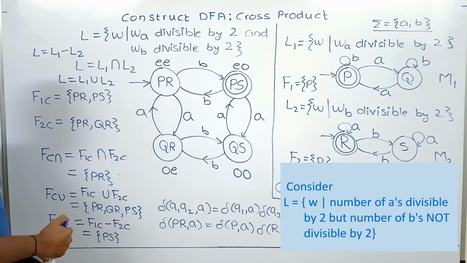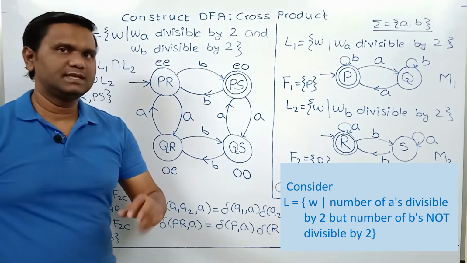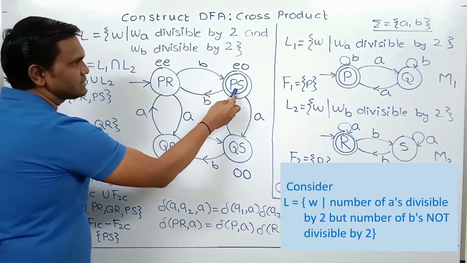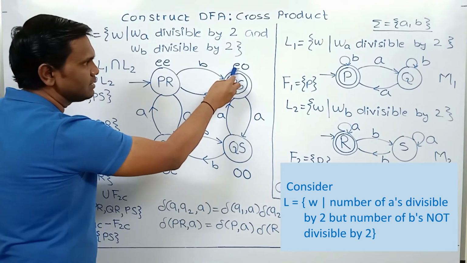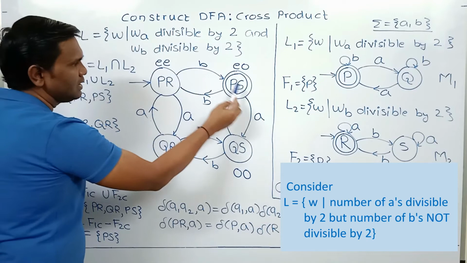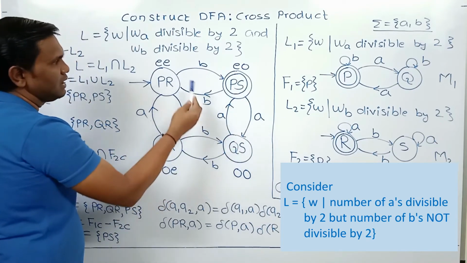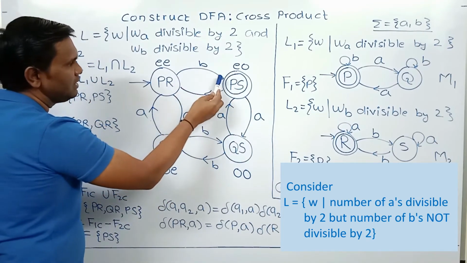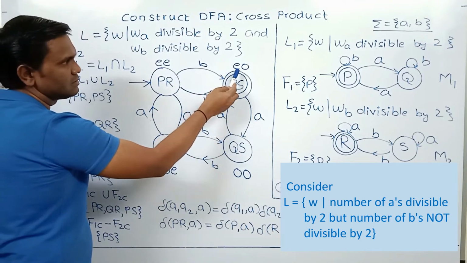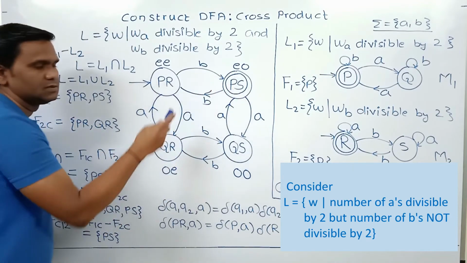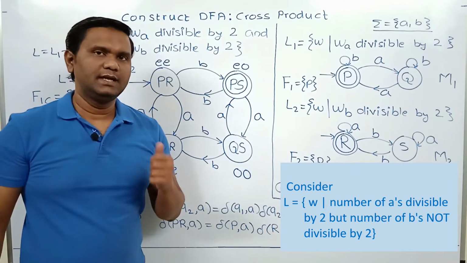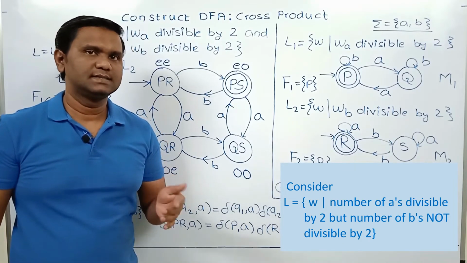So what does this mean? Right now we are handling number of A's divisible by 2 but number of B's not divisible by 2. In state PS, number of A's are even, divisible by 2, number of B's are odd, not divisible by 2. B, A, A. Even if you consider 3 B's, B, B, B, A, 3 B's, 2 A's. So that's how we calculate cross product for intersection, union and set difference.